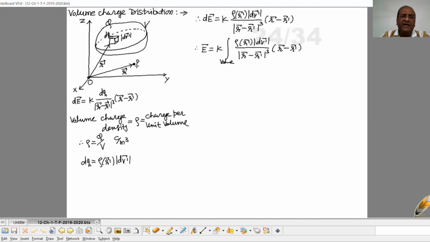Now, electric field at point P due to charge dq is k dq upon magnitude of r minus r dash cubed into r minus r dash. But again, dq is volume charge density into volume dV dash. So dE is k rho at r dash dV dash upon magnitude of r minus r dash cubed into r minus r dash. Now take the integration of this over the volume. So electric field E is equal to k integration rho at r dash dV dash upon magnitude of r minus r dash cubed into r minus r dash. So in this way, one can find the electric field at any point due to continuous charge distribution. Clear?